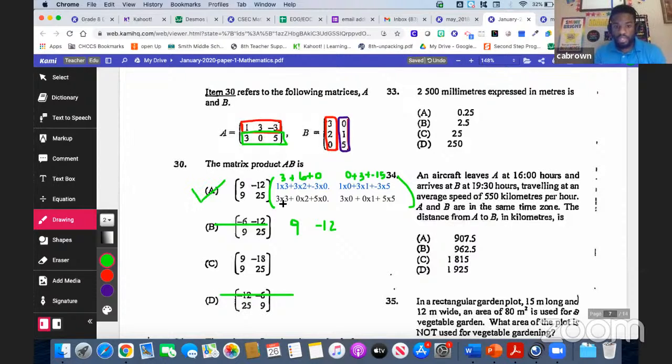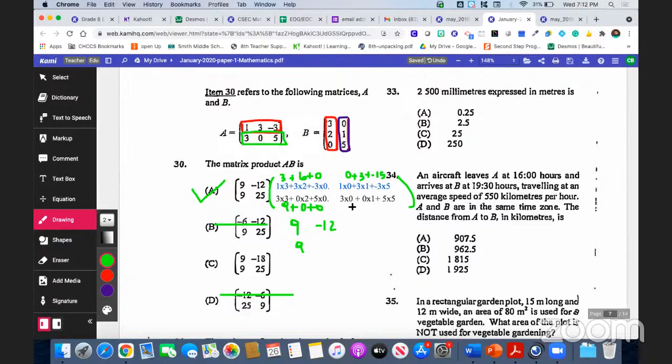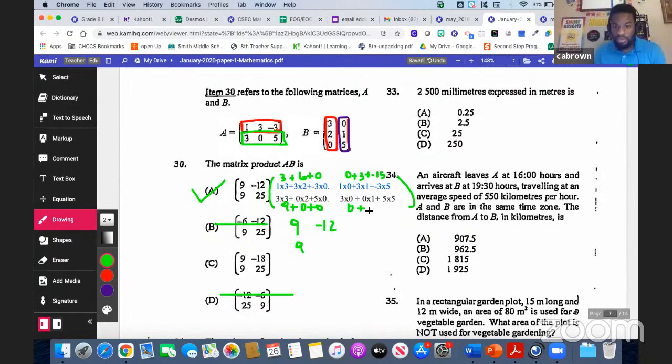But let's work it. 3 times 3 is 9, plus 0, plus 0. That's 9. 3 times 0 is 0, plus 0 again, plus 25. So this is 25, which proves that our answer is A.